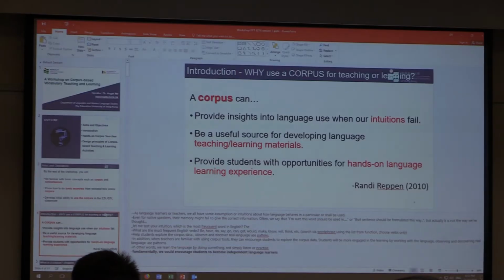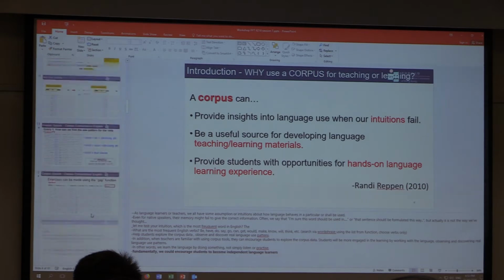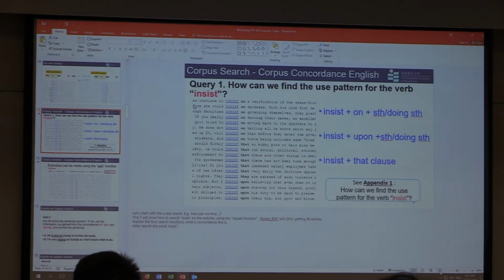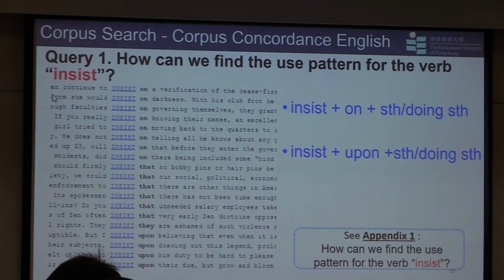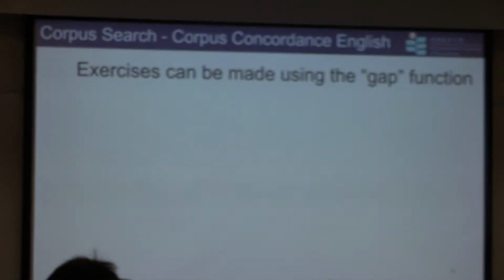And sometimes, if you search a very common word, it will take maybe a few seconds, or one or two minutes, and you can get more than 1,000 lines. So it's very difficult to summarize language patterns. After you perform this very basic search, you can show your students easily and very quickly what the use pattern for the verb insist is.